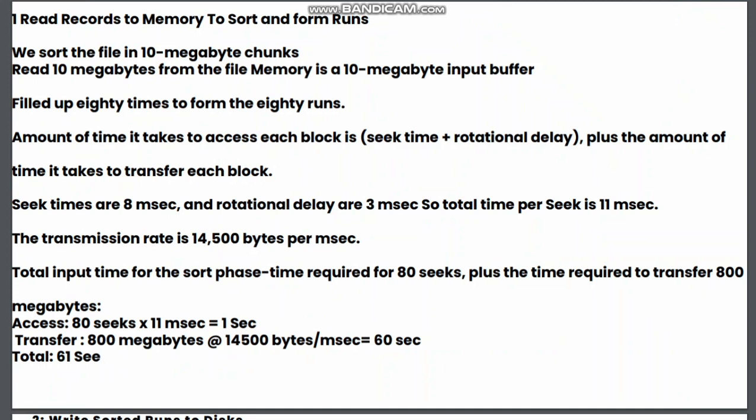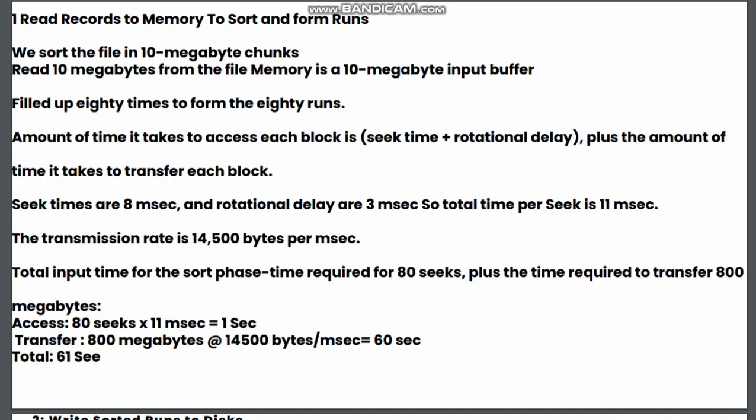At first, read records to memory to sort and form runs. In this, we sort the file in 10 megabyte chunks, reading 10 megabytes from the file into memory, which is a 10 megabyte input buffer, filled up 80 times to form the 80 runs. The amount of time it takes to access each block is given by the formula seek time plus rotational delay plus the amount of time it takes to transfer each block. Seek time is 8 milliseconds and rotational delay is 3 milliseconds, so the total time per seek is 11 milliseconds.